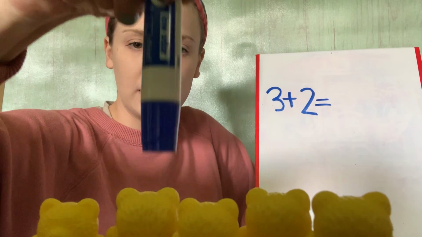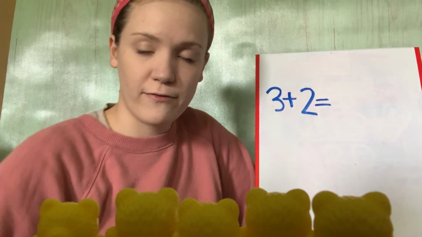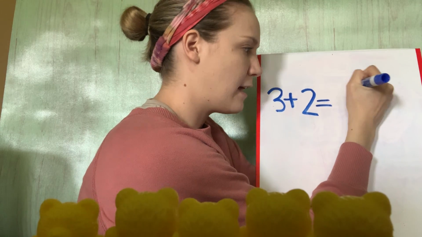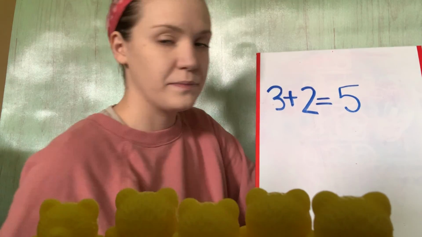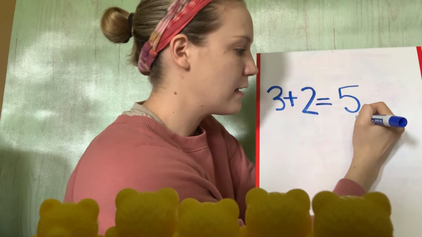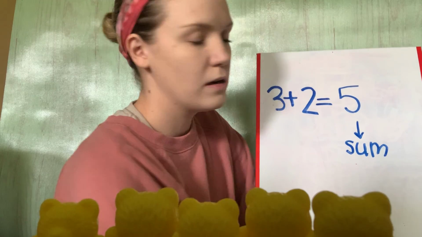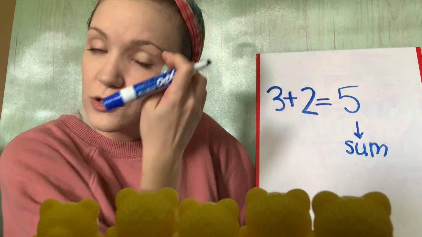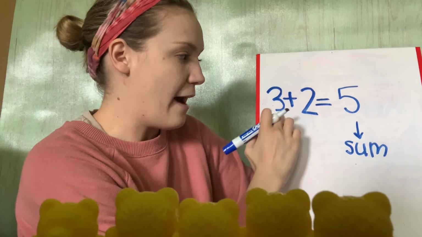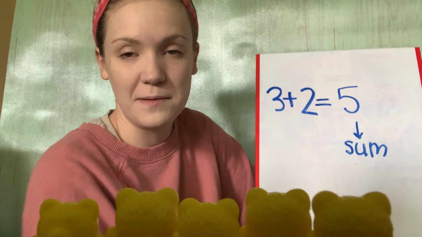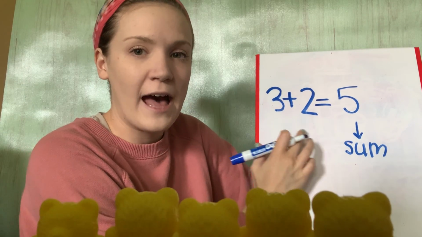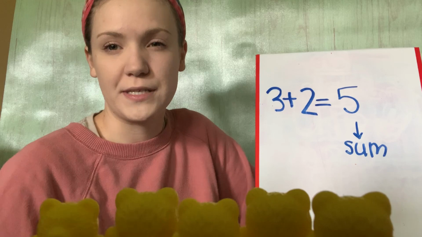So let's go ahead and count our bears together to find out how many we have all together. Ready? 1, 2, 3, 4, 5. Okay, so I have 5 all together. Now 5 is what we call our sum, okay? So our number that we get all together after we add our 2 numbers together is going to be our sum. So when we add our addends, we're going to get our sum, okay?